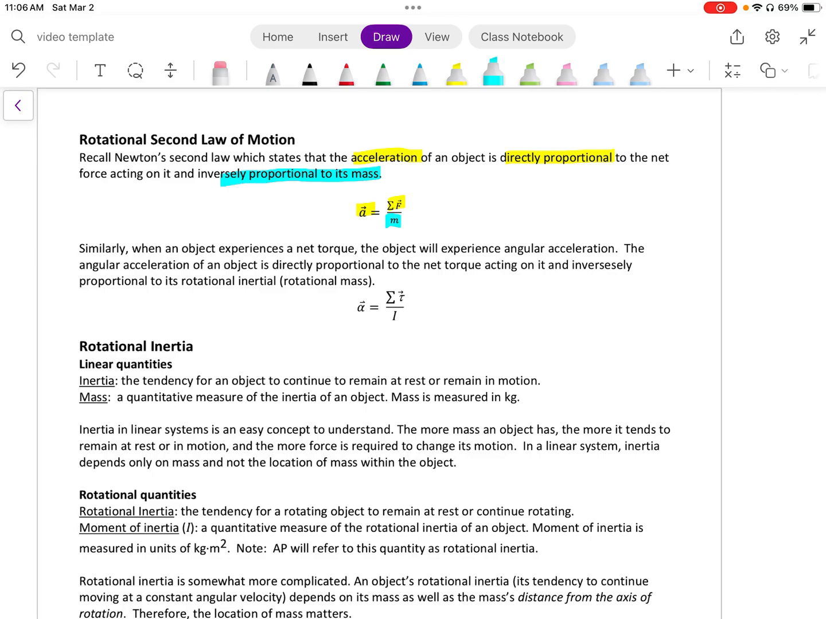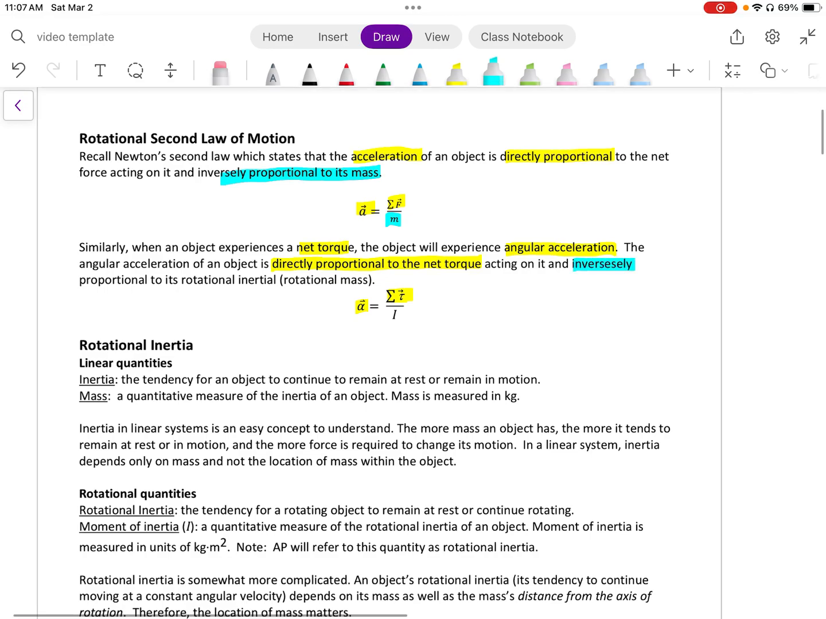Similarly, when an object experiences a net torque, the object will experience an angular acceleration. We just finished equilibrium, and that's when an object has a zero net torque. This is what happens when there is a non-zero net torque. The angular acceleration is directly proportional to the net torque. So if the net torque goes up, the angular acceleration goes up, and is inversely proportional to its rotational inertia. I like to think of it as rotational mass.